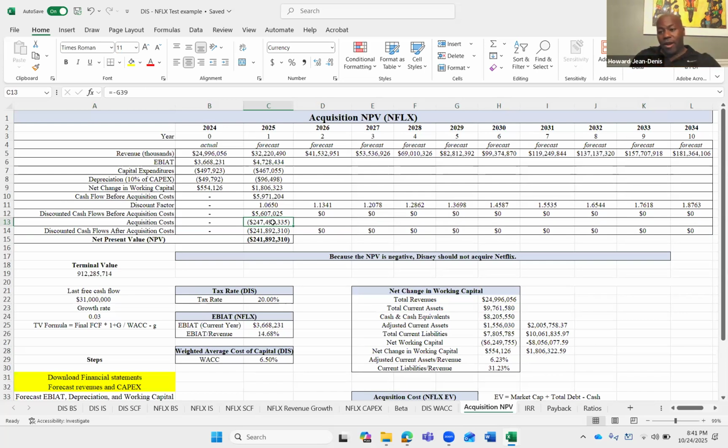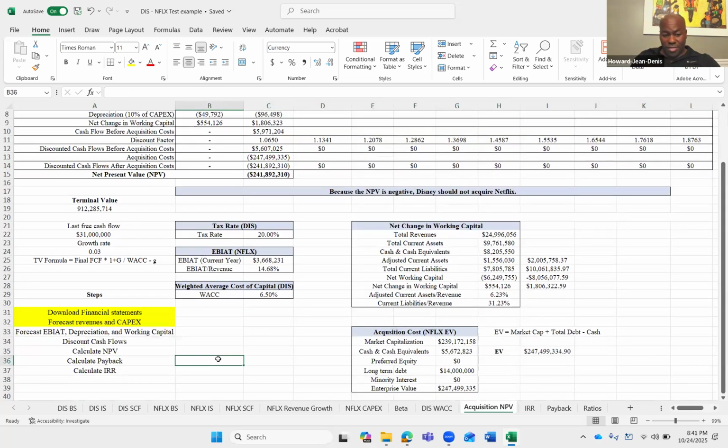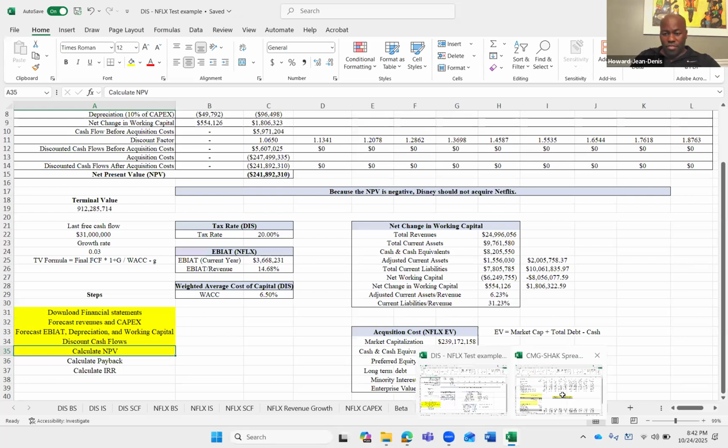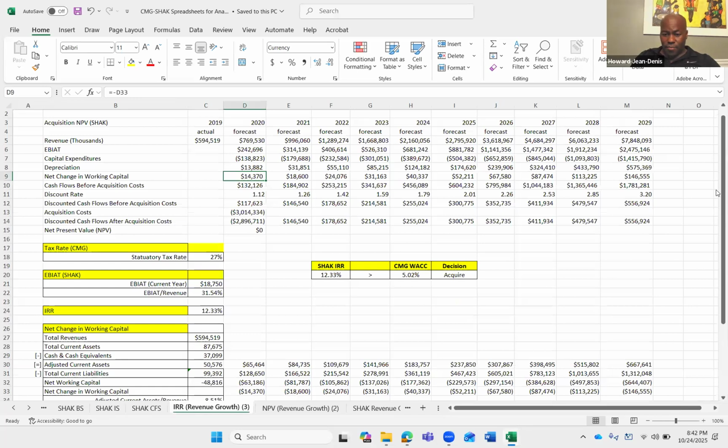From there, we're almost done. We're going to talk a little bit about this in class next week. So we've discounted cash flows, we've forecasted, we've calculated NPV. So we're talking about payback and IRR. So you see this is a negative number here. I'm going to show you this other deal, Chipotle by Shake Shack. So here we have the IRR and we have the NPV already calculated.